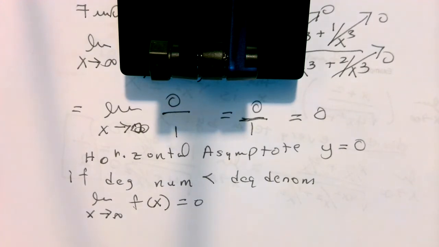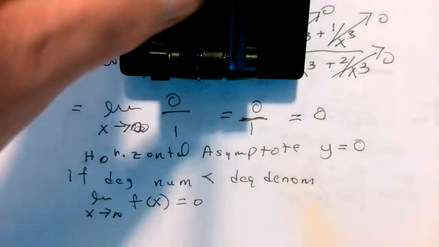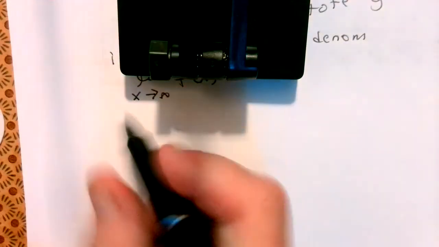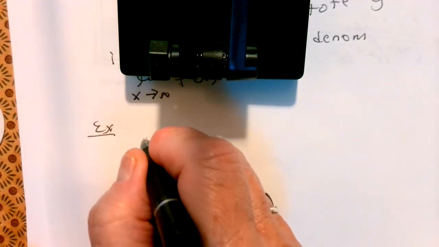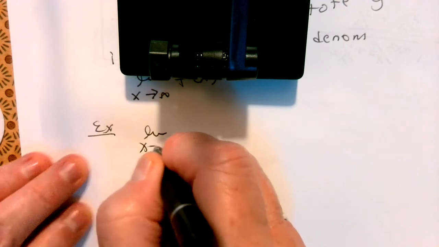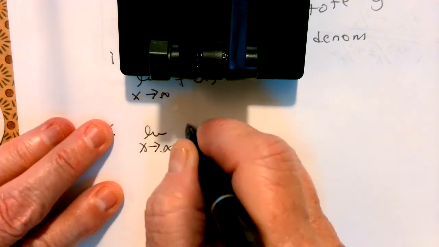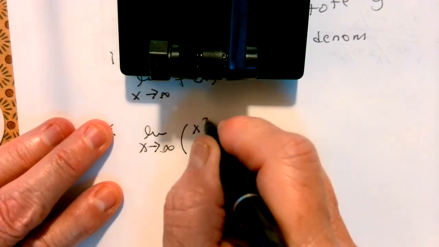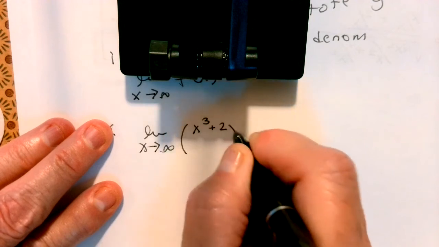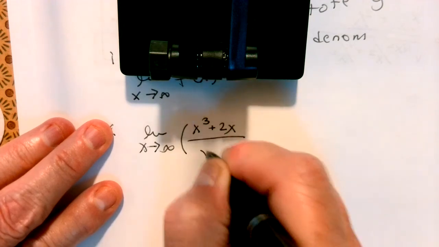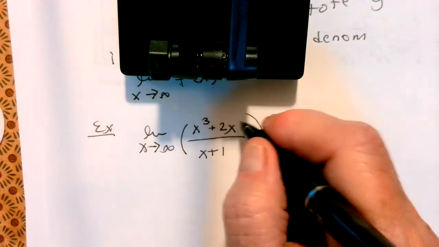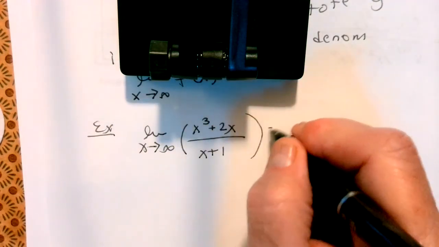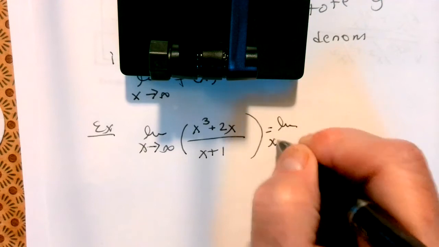Okay, let's do the other example as well. Maybe I'll just do it right here. So I want to find the limit, and I've got the limit as x goes to infinity of x cubed plus 2x over x plus 1. Okay, what's the highest power of x? It's x cubed. So you could go ahead and do that step.